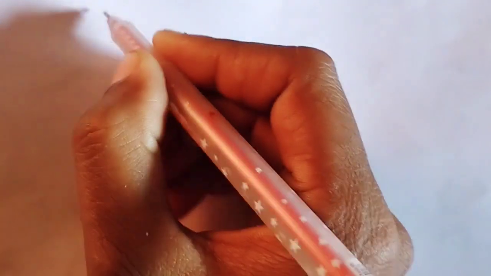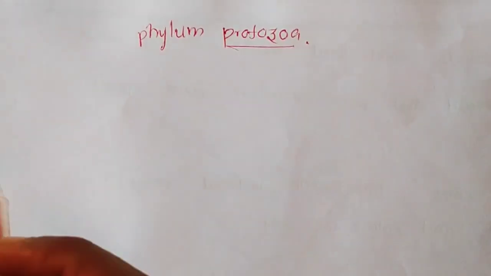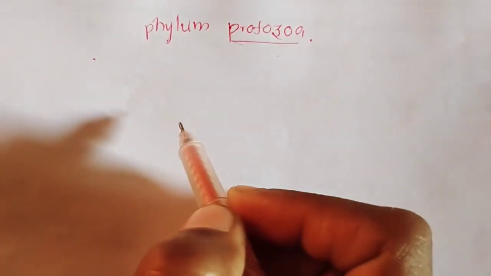Good afternoon, everyone. In this video, we'll see the phylum Protozoa of BSc Zoology, Semester 1. Let us know the basic things of phylum Protozoa. Protozoa means primitive organisms. Proto means primitive, and zoa means the organism.